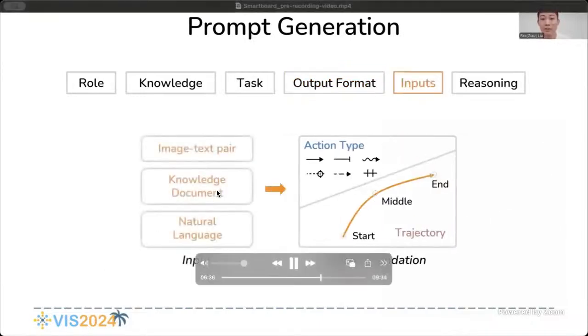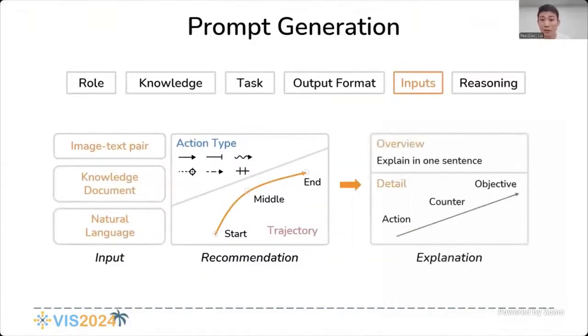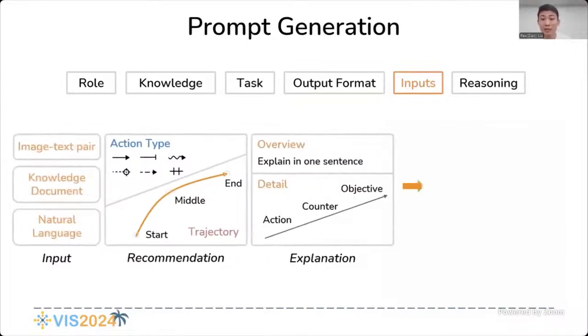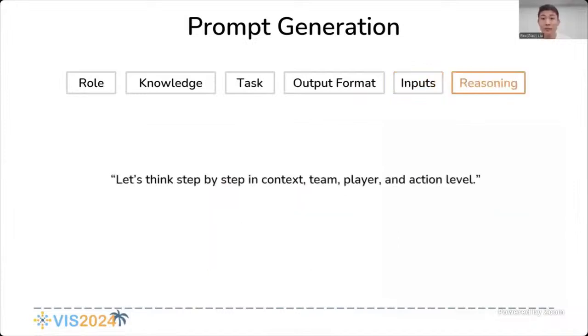The recommendation task is built from the initial inputs. Those inputs combined with the recommendation output create the explanation, and then the combination of all three forms the evaluation. Finally, we use chain of thought prompts for reasoning.